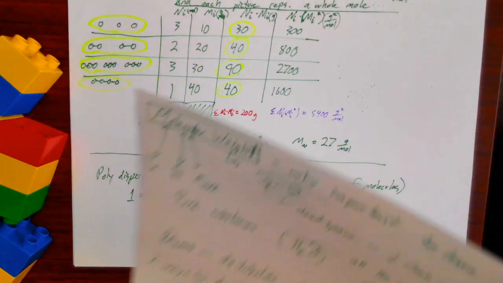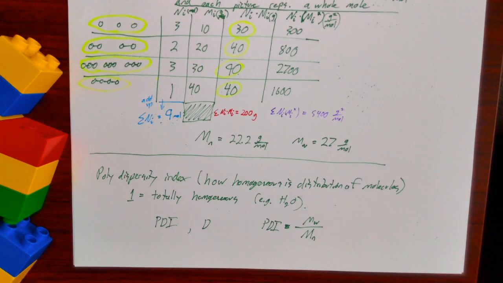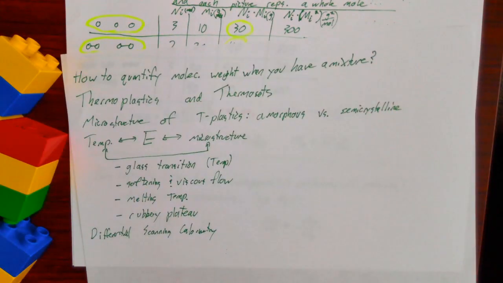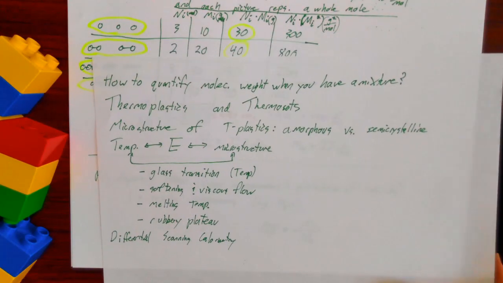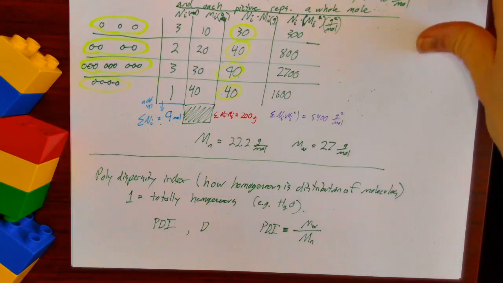All right. So that concludes our discussion on how we'd like to quantify molecular weight. Now let's move on to talking about two general classes of plastics, thermosets and thermoplastics.